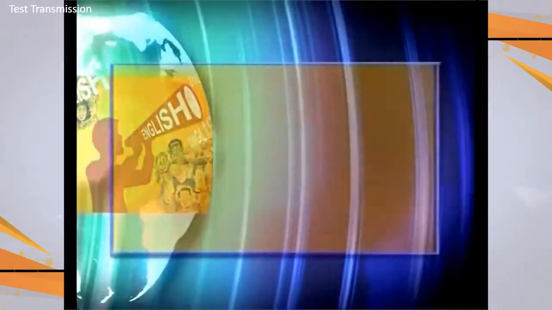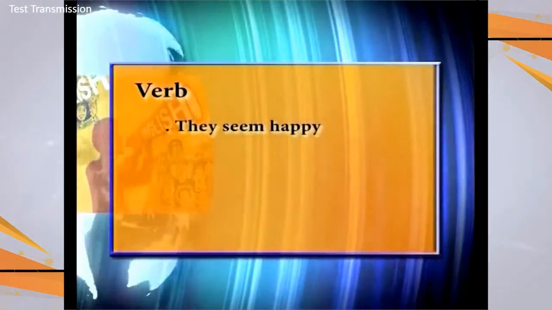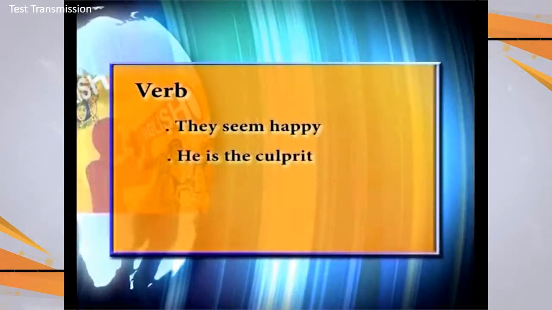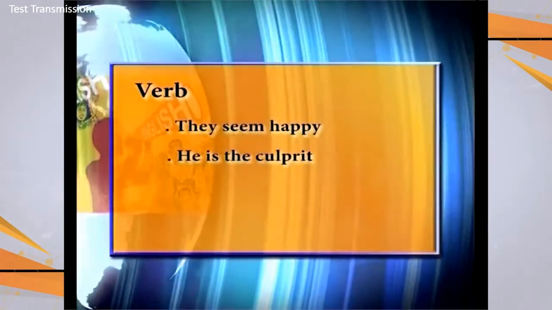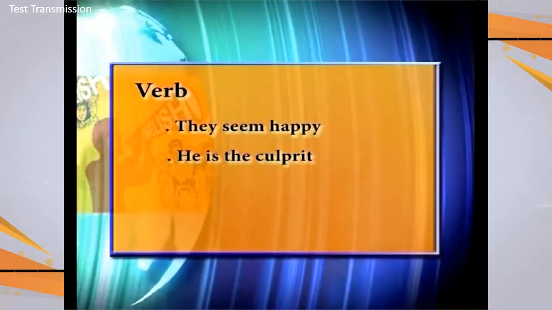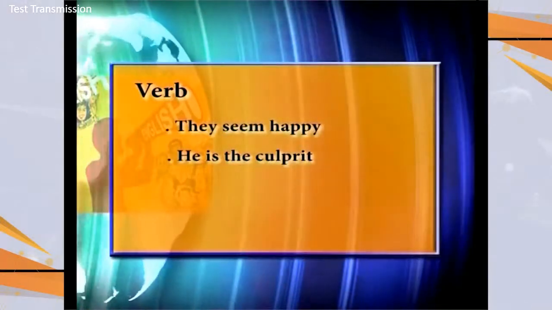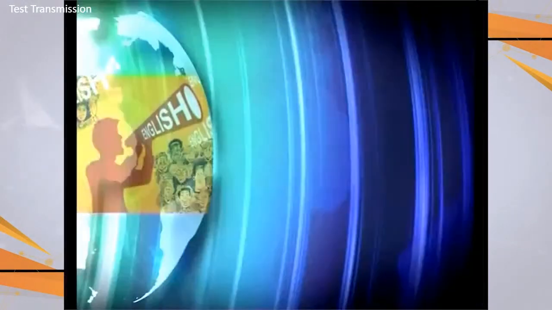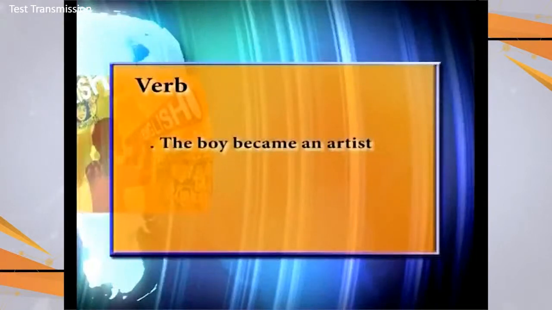We have talked about verbs which state an action, for example, going, eating, drinking. Some verbs denote a state. For example, they seem happy and he is the culprit. Here, is is a main verb that is usually used as a helping verb or auxiliary, but in the sentence he is the culprit, or he is a doctor, or he is a student, it is being used as a main verb.